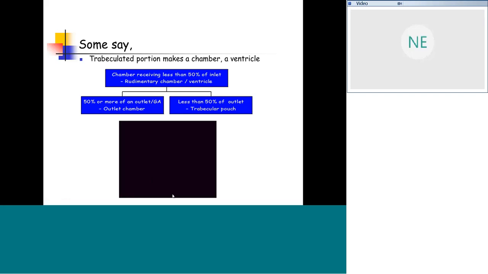Now when it is a rudimentary ventricle, whether it has an outlet or not defines it as an outlet chamber or a trabecular pouch. If 50% or more of an outlet is there, that means a great artery is there, you will call it an outlet chamber. And if it's less than 50%, you call it a trabecular pouch.